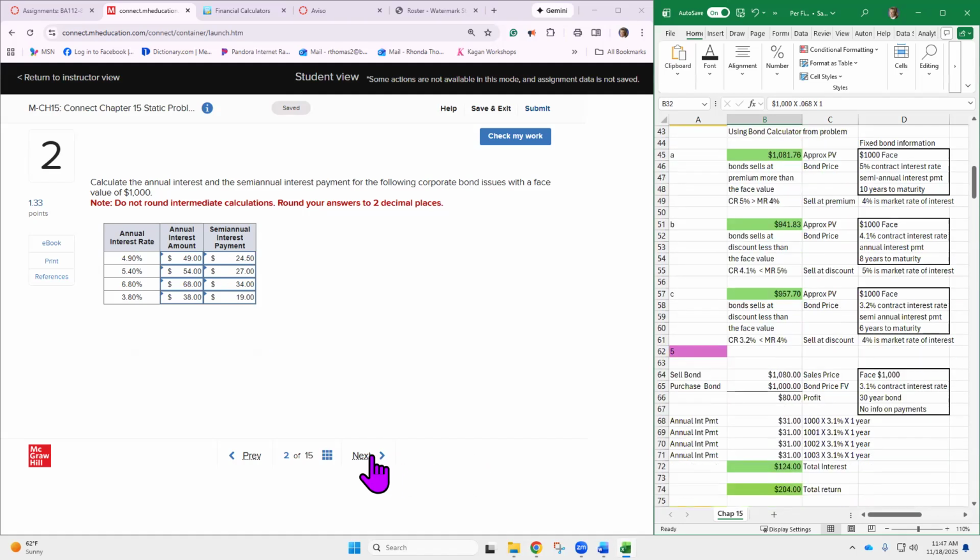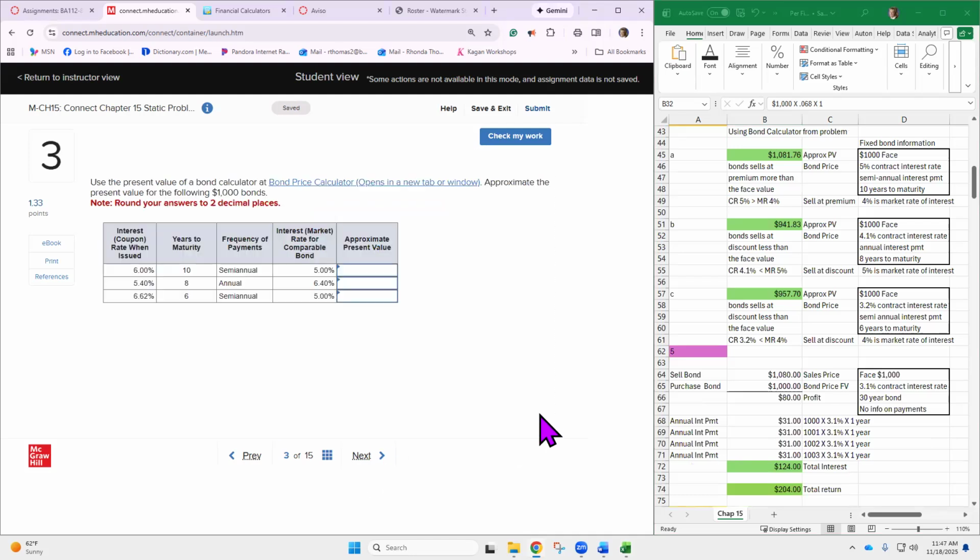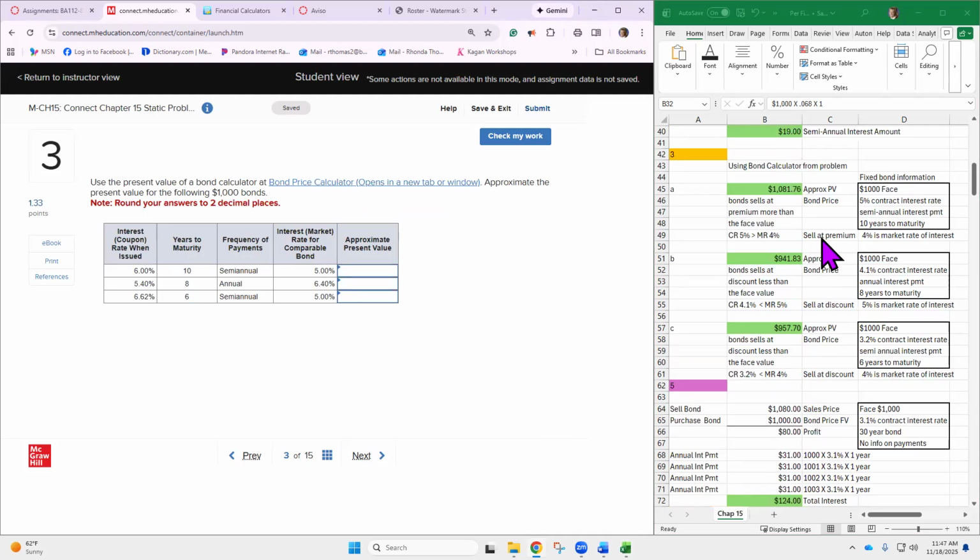All right, on to number 3 now. Now we're going to do the present value. Use the present value of a bond calculator at bond price calculator. So that is a bond price calculator out on the internet. Approximate the present value for the following $1,000 bonds. Okay, so here is number 3.